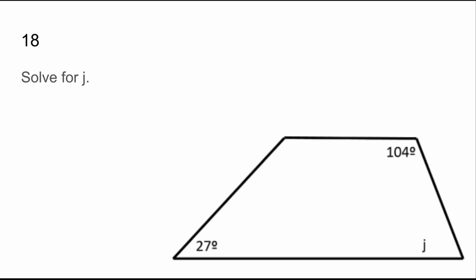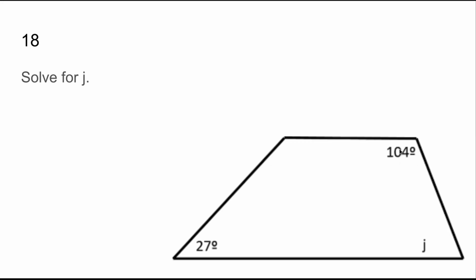18. Solve for j. So the first thing I see here is we have a trapezoid. This is not an isosceles trapezoid because these two sides do not appear and they're not marked as equal. And so therefore it's a scalene trapezoid. And so we know that a total of 360 degrees is inside of this, correct? Yes. We also know that two linear pairs or two adjacent angles will add to 180. Now, I know these two will not add to 180, and I know that just by looking. Do you see how this is an obtuse angle? And this is an obtuse angle.